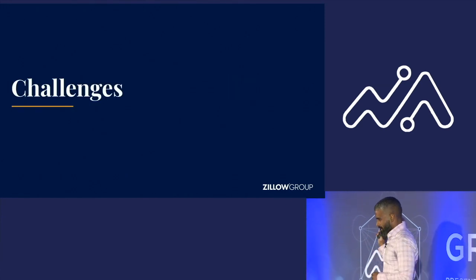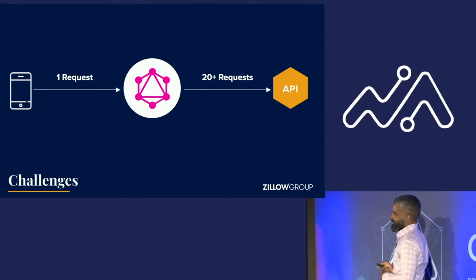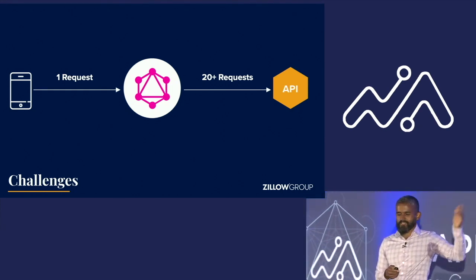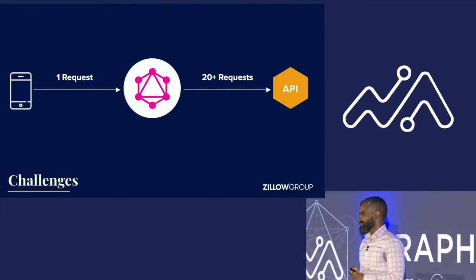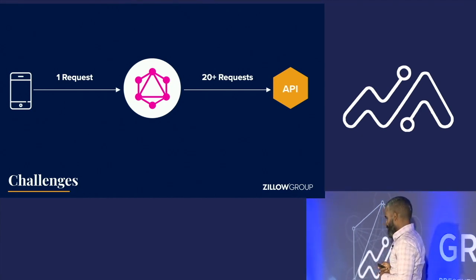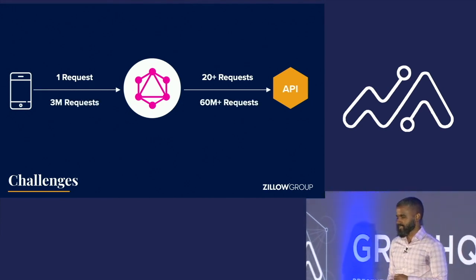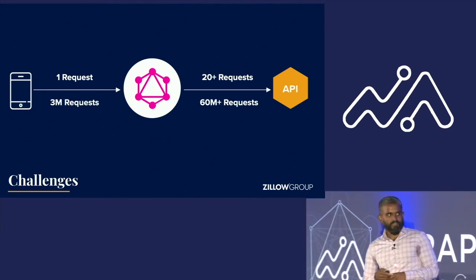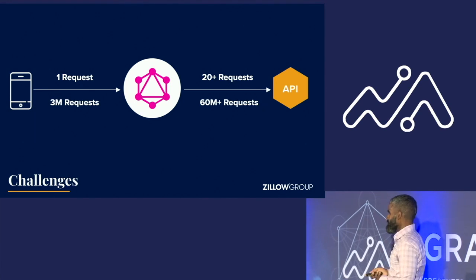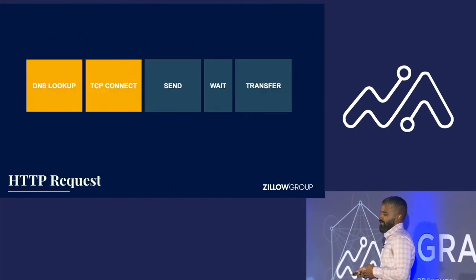Let's take a look at this page again. One request coming into GraphQL becomes 20 plus requests going to backend APIs. This is just one example of a query. If we were to scale this to 3 million or 5 million requests, that's going to be very challenging. And it's going to be especially challenging at the infrastructure level.